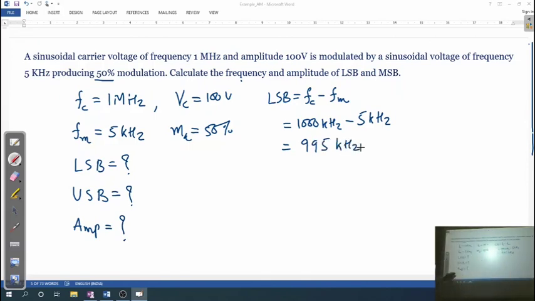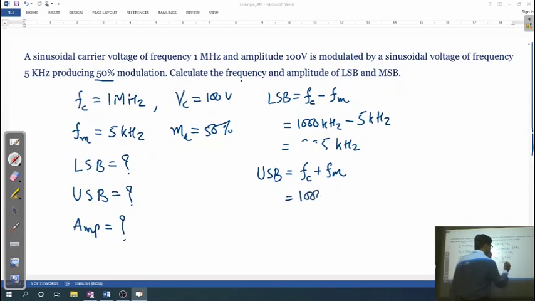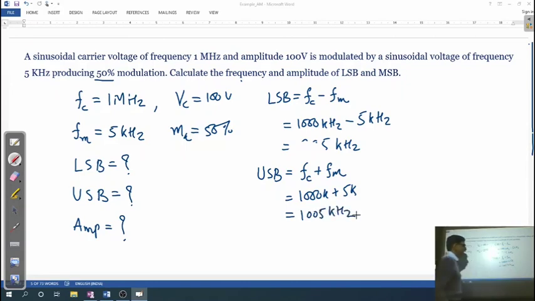Correct? Then the upper sideband frequency, that is USB. So USB is Fc plus Fm, and 1000 kilohertz plus 5 kilohertz, so 1005 kilohertz, that is the frequency of the upper sideband. Now you have to calculate the amplitude.